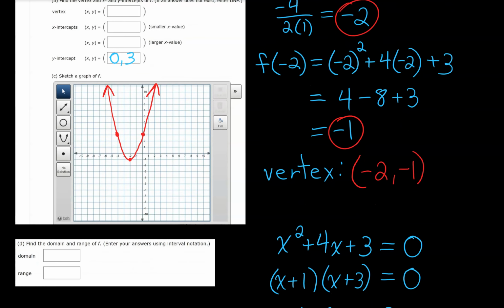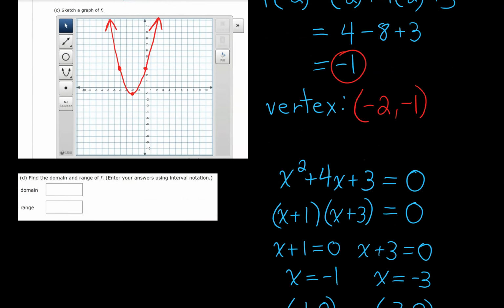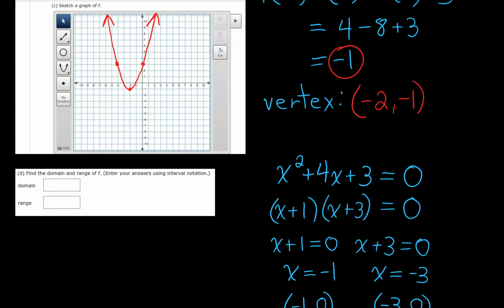Okay, we got one more step here. We want to find the domain and the range. For all quadratic functions, you can plug in any x value you want to, so the domain is negative infinity to positive infinity. The one that's a little more interesting is the range. Here, we think about the y values for the range. What's the smallest y value that we can have? We can start at negative 1. And then how big do our y values get? It goes forever, so infinity.